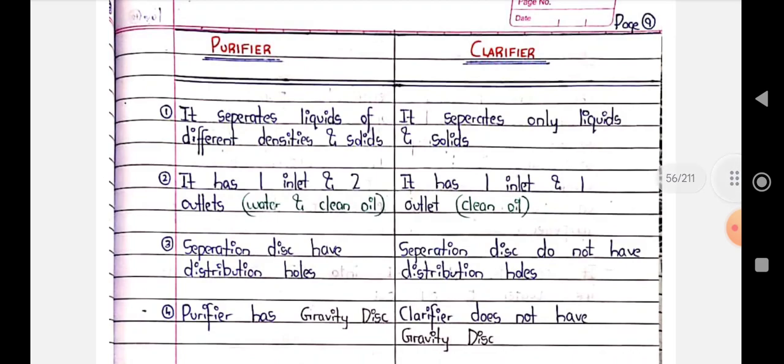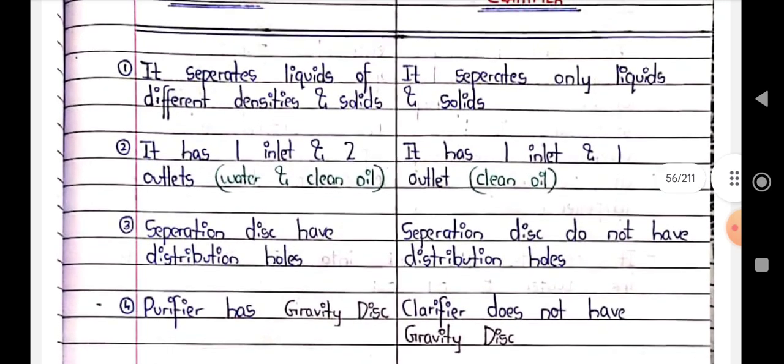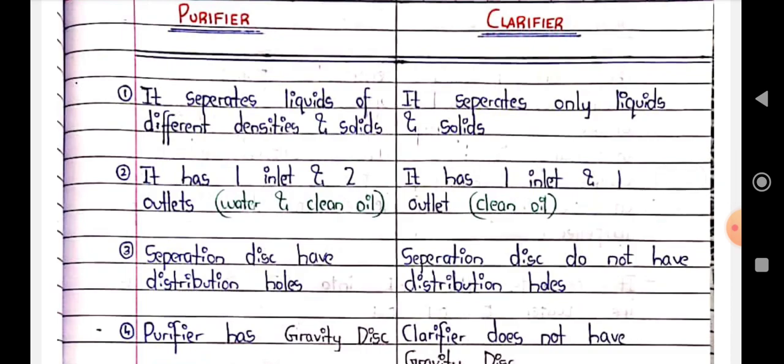So what is the difference between a purifier and a clarifier? A purifier can separate solids and liquids, and also liquids of different densities. But a clarifier can only separate liquid and solids, because it cannot separate based on density difference. It can just filter out or separate liquid and solids.